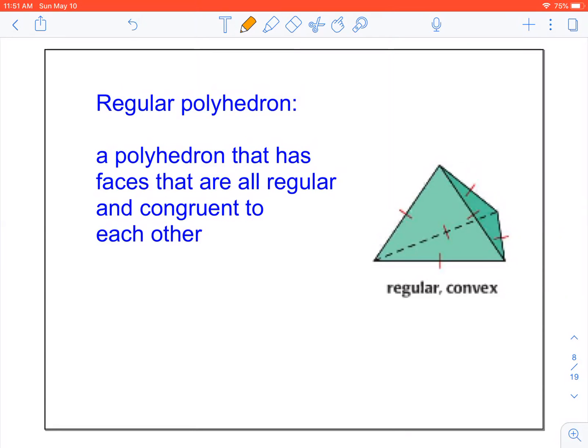Anyway, a regular polyhedron is just a polyhedron where all of your faces are regular and they are all going to be congruent to each other. So that's why you see all the tick marks that are here. All of these triangles are equilateral triangles, equiangular triangles, and they are all going to be congruent to each other.